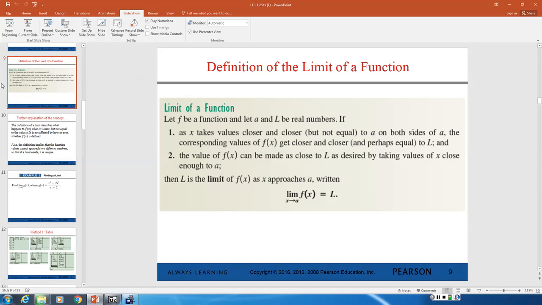It says, as x takes on values closer and closer to, but not equal to a on both sides of a, then it reaches a limit. And you can take values as close to L as you want just by making more and more decimals on either side.